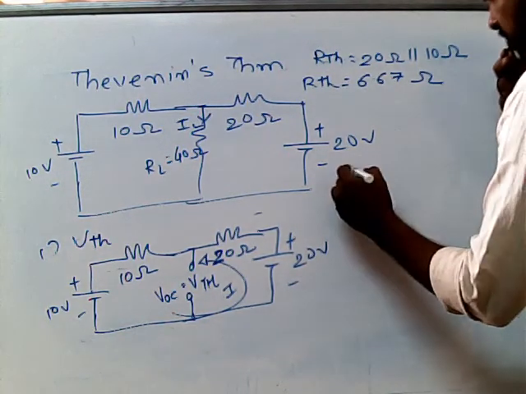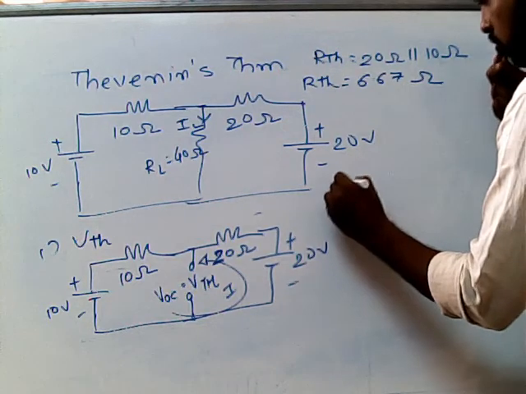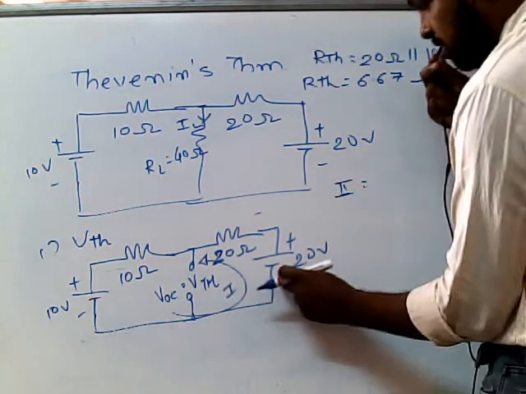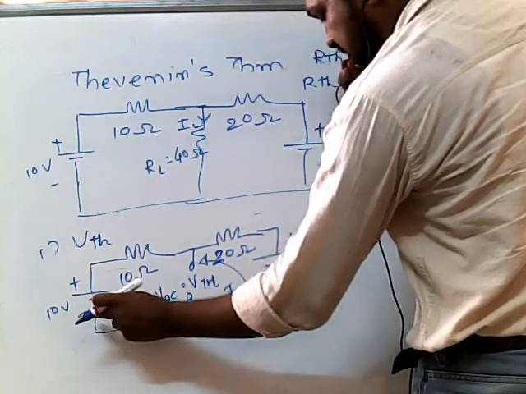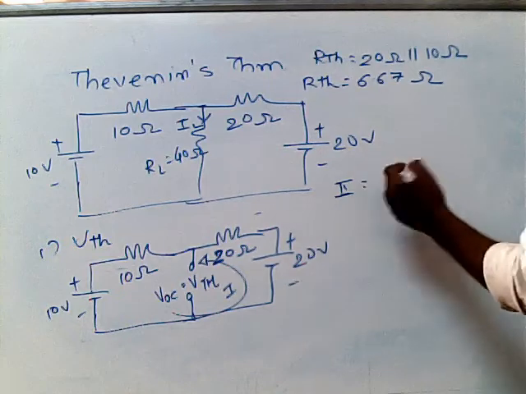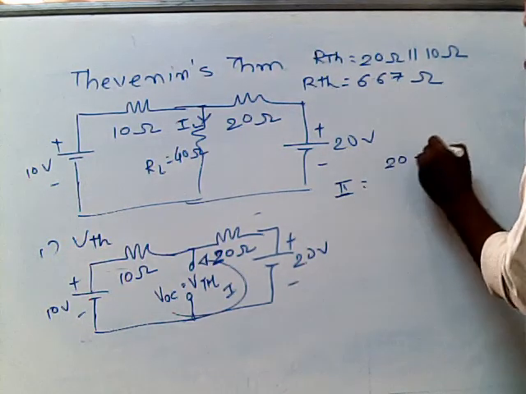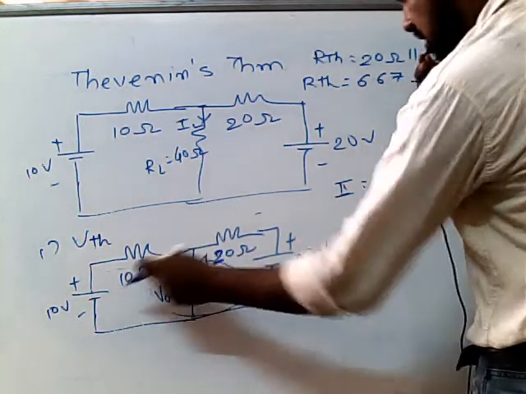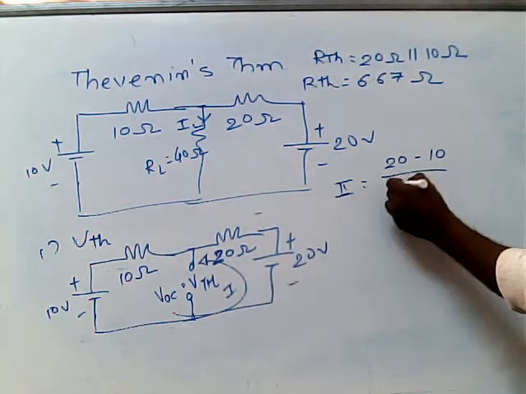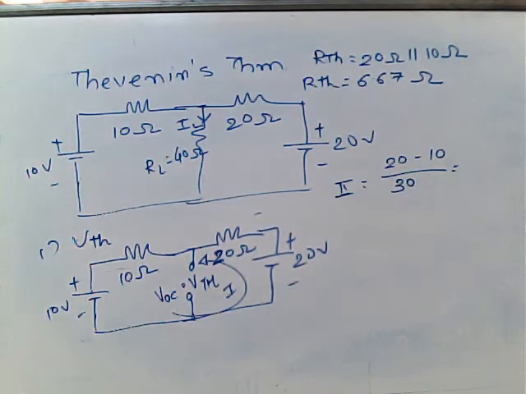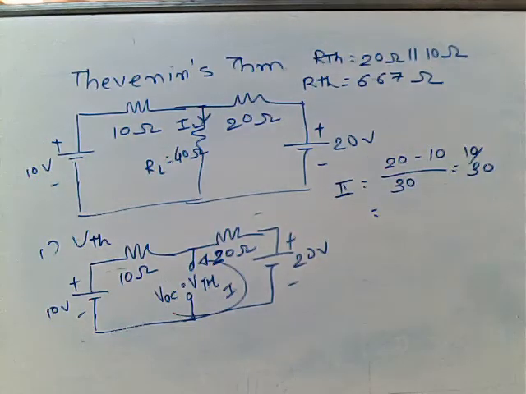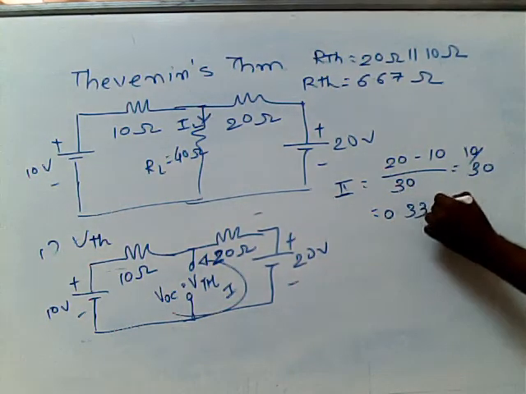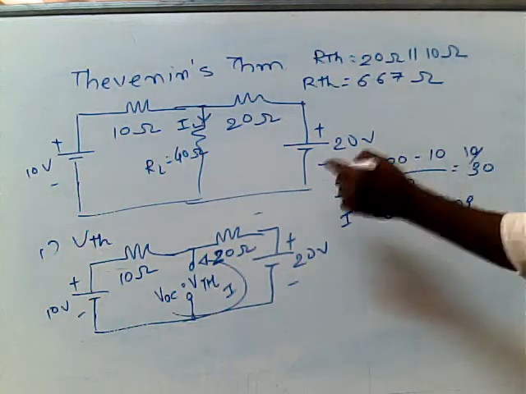Say I will be equal to V by R. Now what will be the V? This is minus plus, so 20. This is plus minus, so minus 10. Simply we are applying a KVL. So 20 minus 10 divided by the total resistance, 20 plus 10, that is equal to 30. So that will come to 10 divided by 30, which is nothing but 0.33 ampere. This is current I.